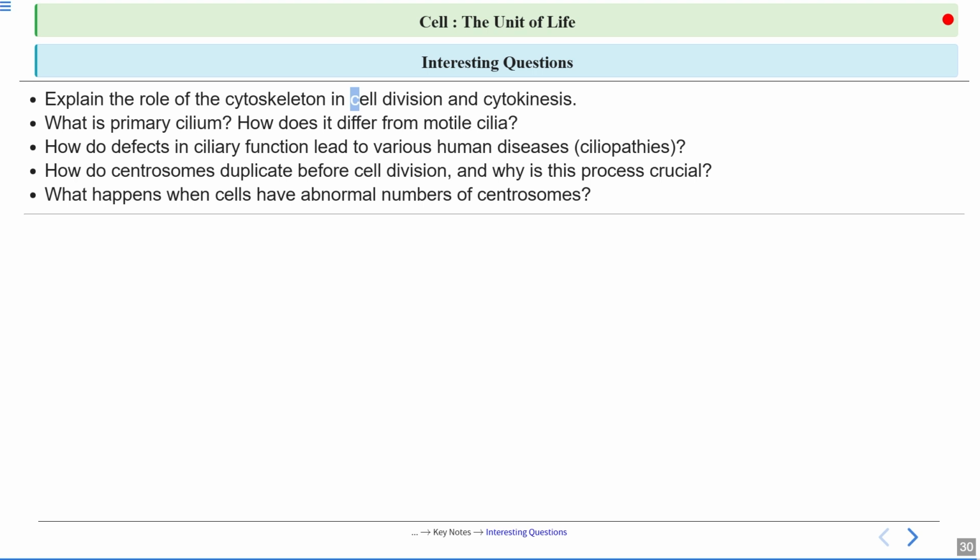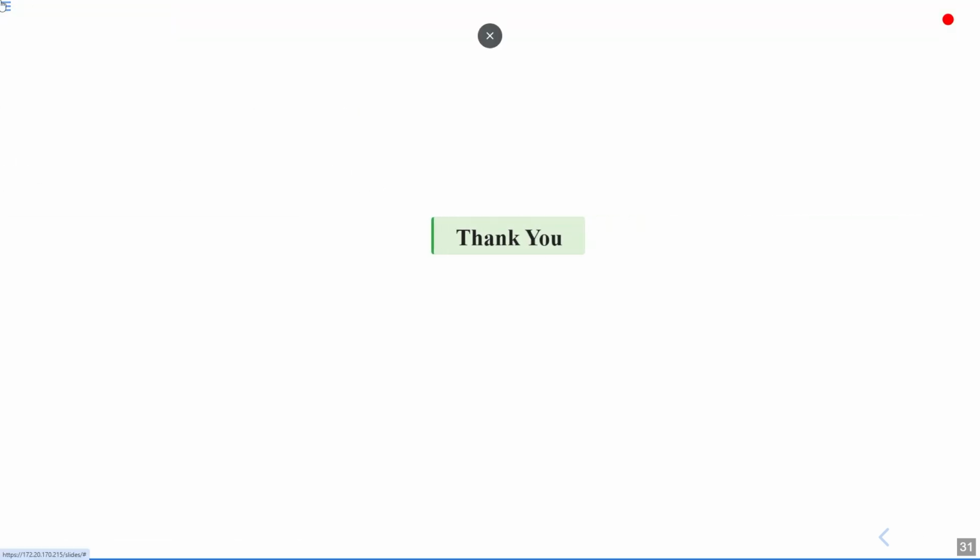Okay, so centrioles are not present in plant cell. So what is present in plant cell? How the cell division is occurring? How the spindles are forming there? So these are the interesting questions for you. Okay, so we have discussed the theory now. Now let's discuss the DPP related to these topics.